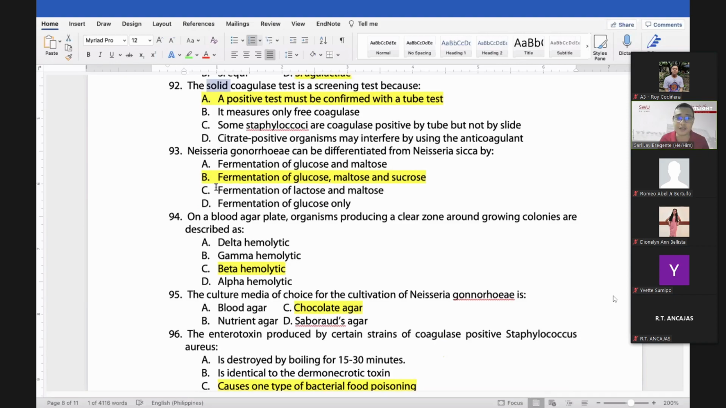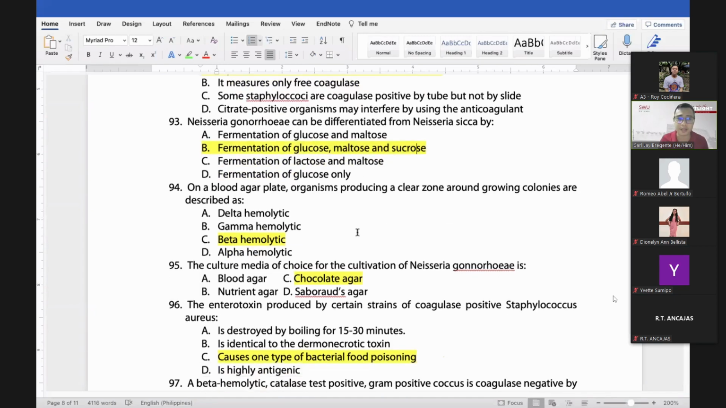93. Neisseria gonorrhoeae can be differentiated by Neisseria sicca. So you have there fermentation of glucose, maltose, and sucrose. Although maltose is rarely part of it. So if the word sucrose is there, then that's the best answer for that.